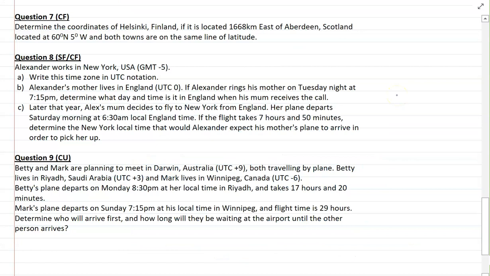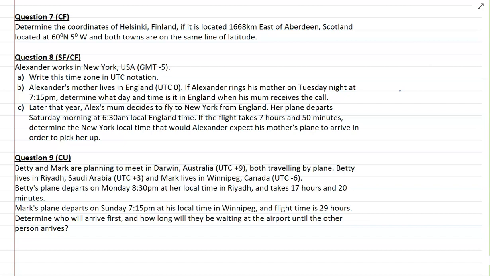All right, last question. Complex, unfamiliar. We have Betty and Mark planning to meet in Darwin. Maybe it's a romantic rendezvous, who knows? So they're meeting in Darwin, Australia at UTC +9, and they're both traveling by plane. Betty lives in Riyadh, don't know if I'm pronouncing that properly, in Saudi Arabia, which has a time zone of UTC +3. And Mark lives in Winnipeg, Canada, UTC -6 time zone.